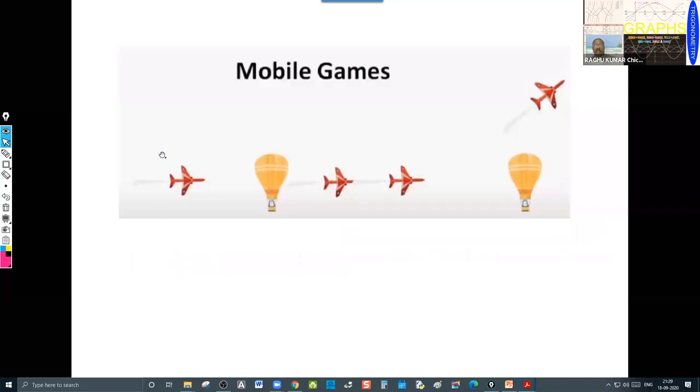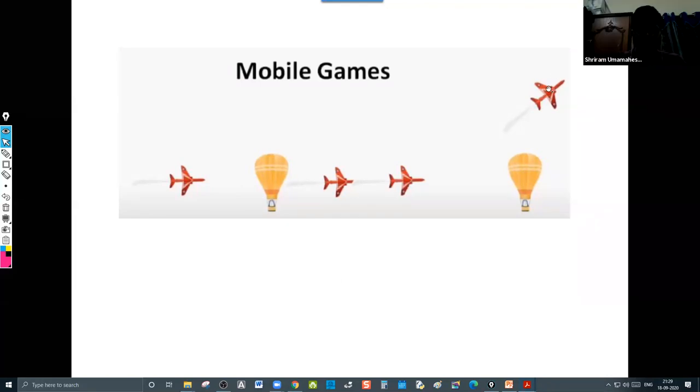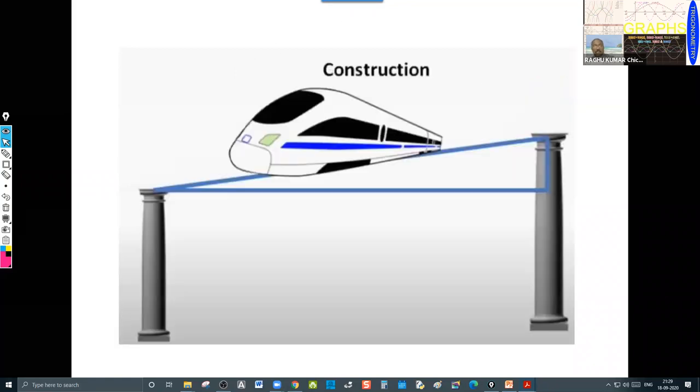Similarly, in mobile games, for example, an airplane is going horizontally, and if you want to raise it to some angle, let us suppose 135 degrees, then you have to make use of trigonometry. So you must understand all these applications of trigonometry.